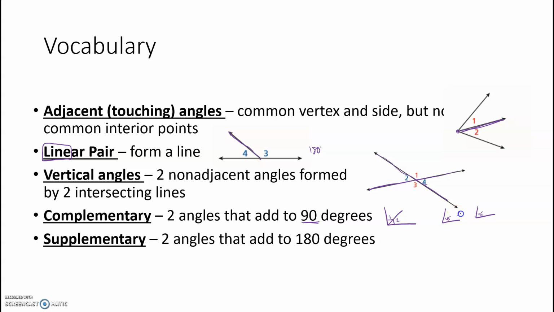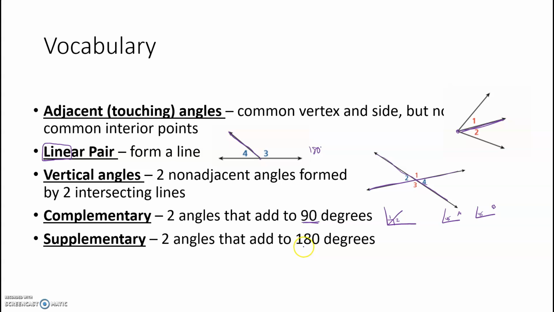All right, so we're going to call this A and B. Oh, I guess I should have put it at the vertex. I could have put the vertex here. But those, again, would be complementary because they add up to 90, but they don't have to be next to each other. They could be on two separate sheets of paper. As long as they add up to 90, they are complementary.